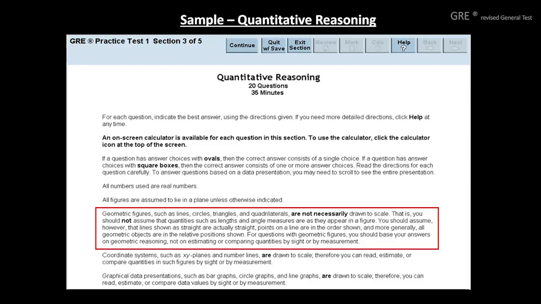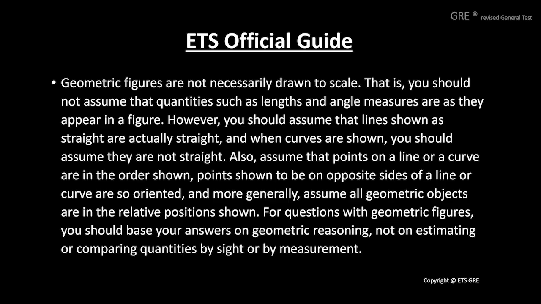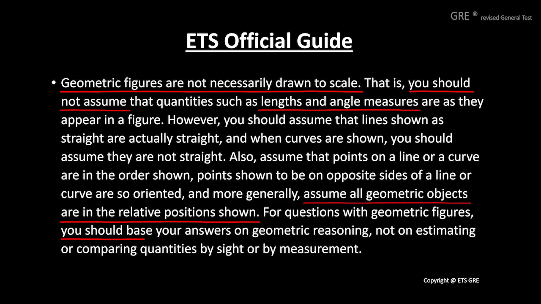But as I told you, this is what your quantitative reasoning section is going to look like. If you just focus on this paragraph, it clearly says that geometric figures are not necessarily drawn to scale. This is actually taken from the ETS official guide. That is, you should not assume that quantities such as lengths and angle measures are as they appear in the figure, which means you cannot assume on your own. All the geometric objects are in the relative positions shown.